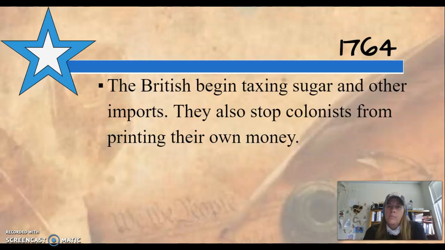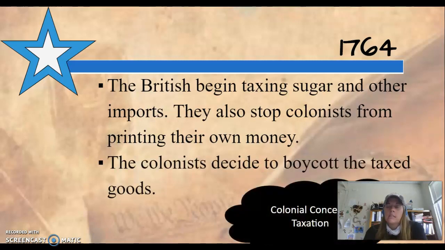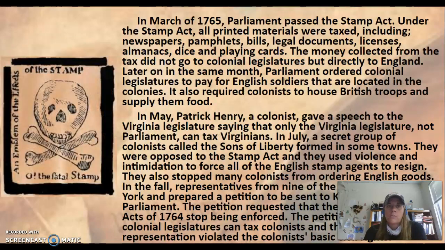This is just a recap, just what I just said. They decide to boycott, taxation being the biggest issue. In March of 1765, Parliament passed the Stamp Act. Under the Stamp Act, all printed materials were taxed, including newspapers, pamphlets, bills, legal documents, licenses, almanacs, dice, and playing cards. And by stamps, it's not like to send mail kind of stamp.